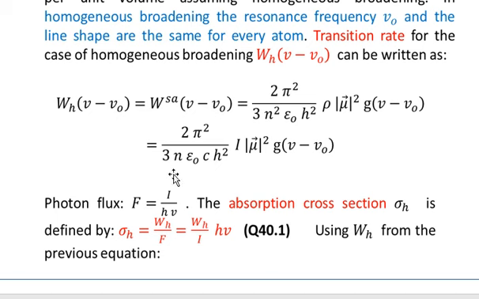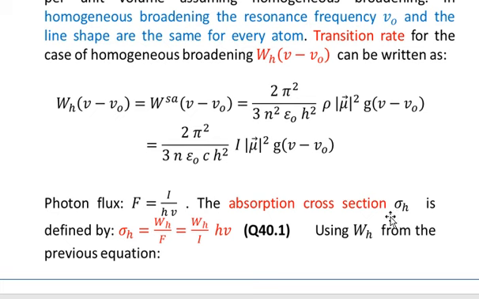That is equal to 2 pi squared over 3 n epsilon naught c h squared times capital I, the intensity of the incident beam, multiplied by the absolute square of mu into g of nu minus nu naught. So this is the transition rate for homogeneous broadening in terms of the energy density and also in terms of the intensity of the incident beam. Photon flux, capital F, is equal to capital I, the intensity of the incident beam, divided by h nu, the energy of a single photon in that beam. So F is equal to I over h nu.